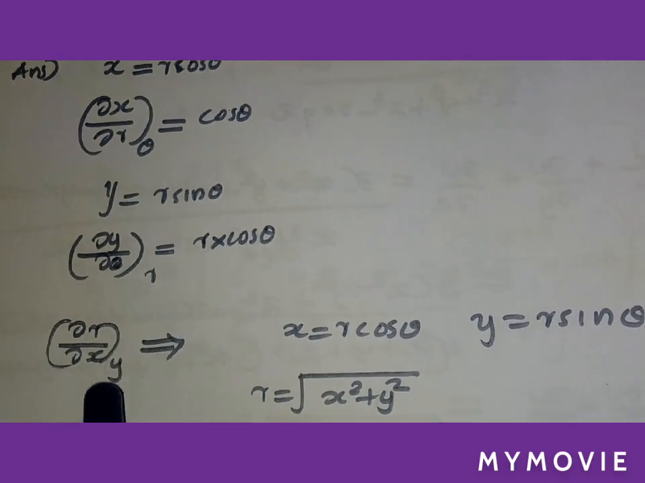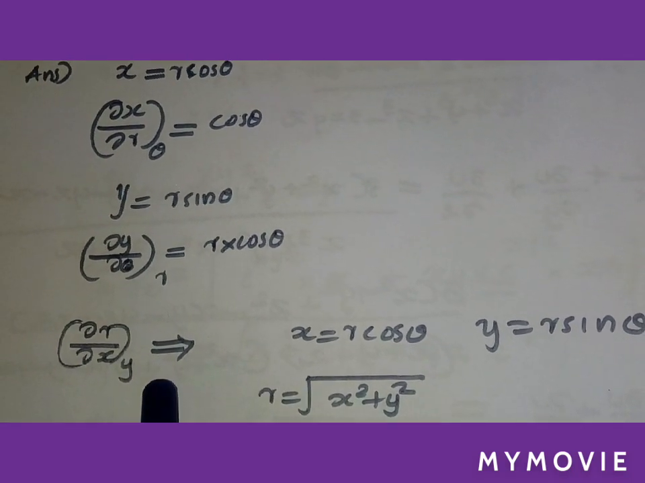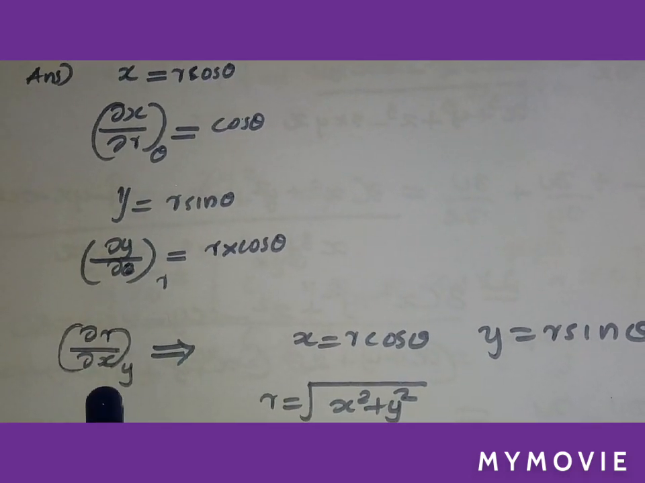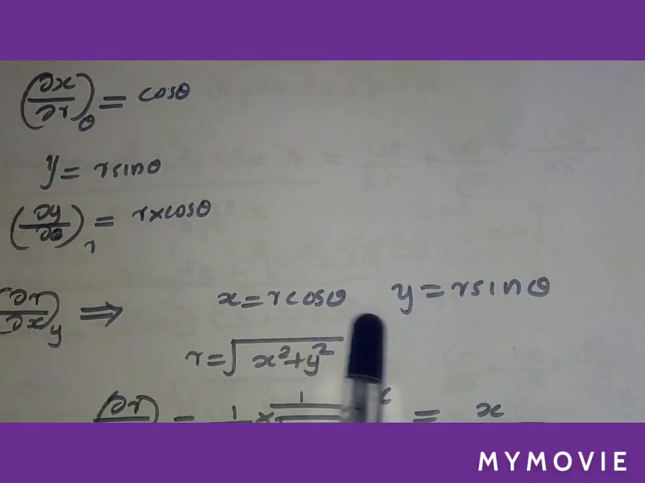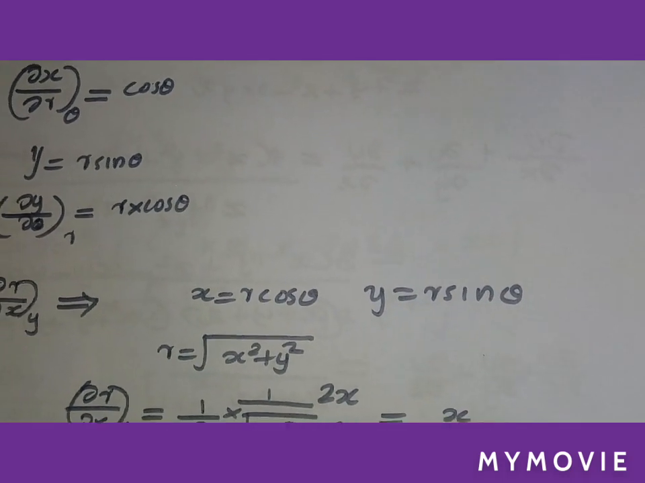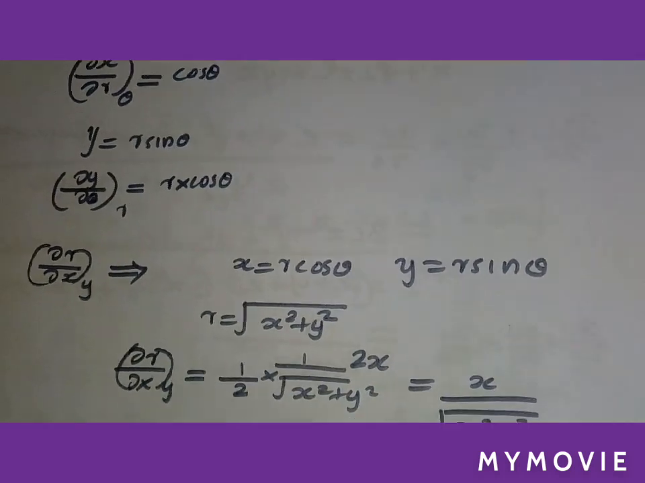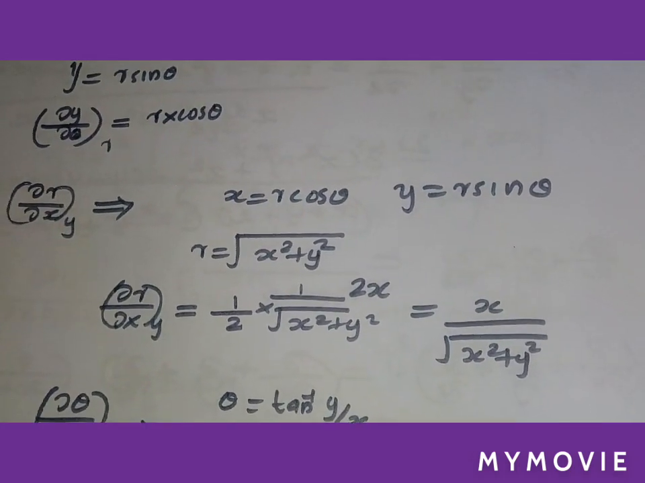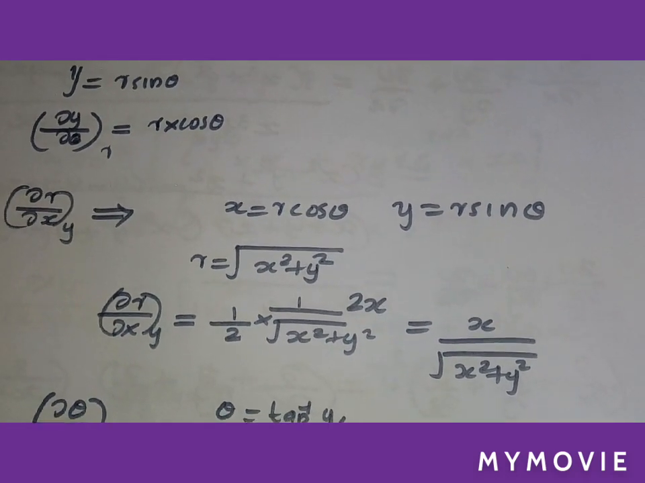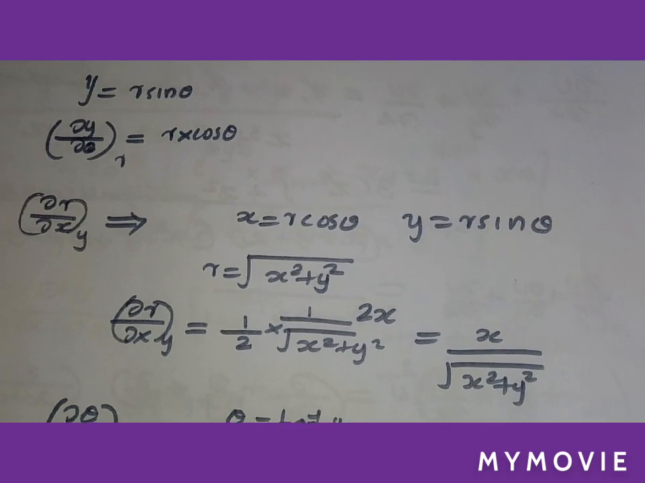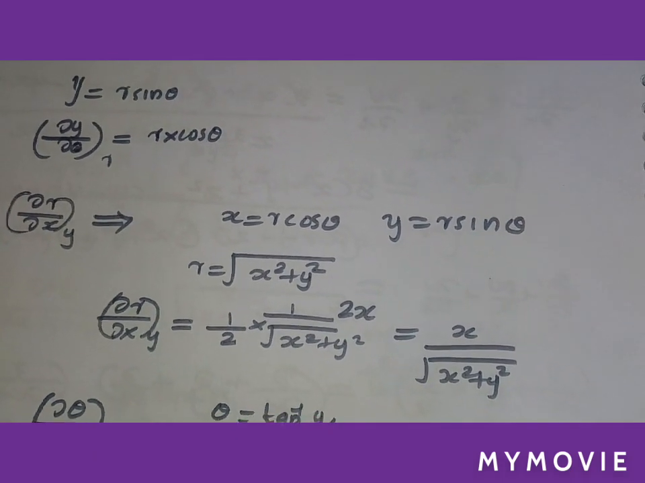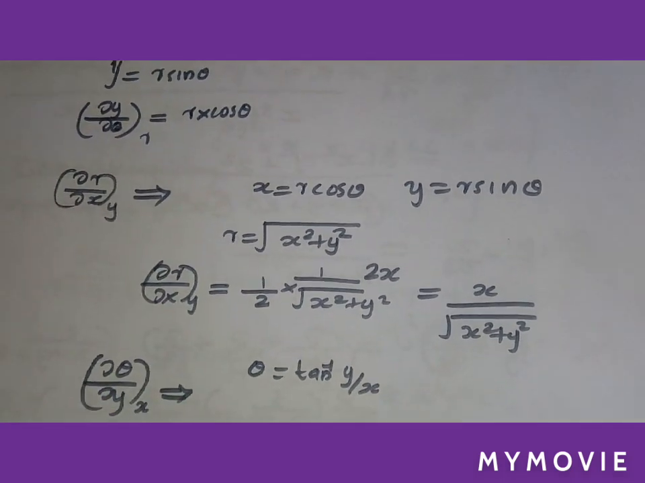And for ∂r/∂x, we should consider y as constant, and we have to find the differentiation of r with respect to x. So first of all, we have to find r, that is r equals the square root of x² + y². From that, ∂r/∂x with y as constant is 1 by 2 root of (x² + y²), times the derivative of x² + y², that is 2x with respect to x, and we get the answer as x divided by the square root of x² + y².